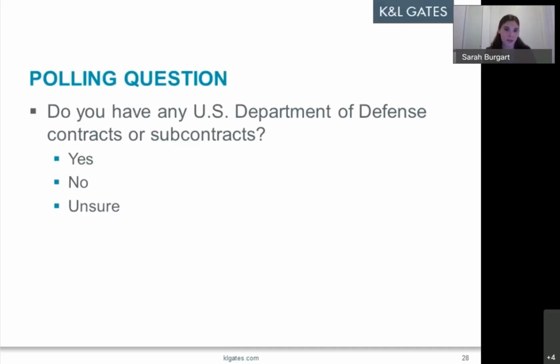Yes, no, or unsure. As we'll get to, there are a few different regimes in cybersecurity based on different agencies, and then, as Erica will get into later, based on grants. So we just want to see what you all have out there right now.